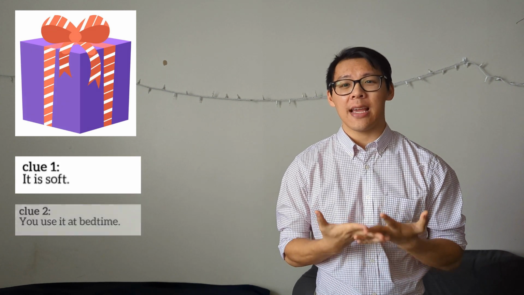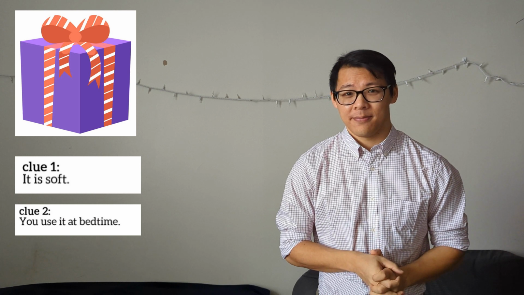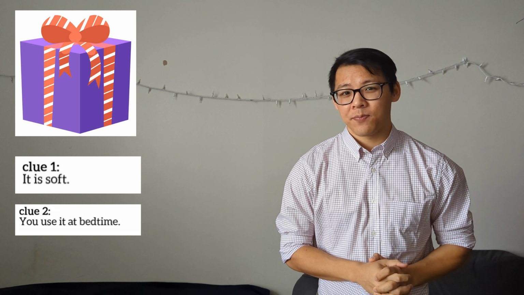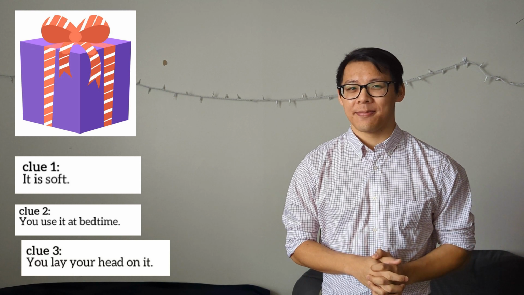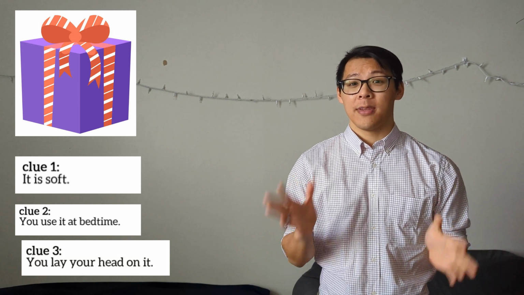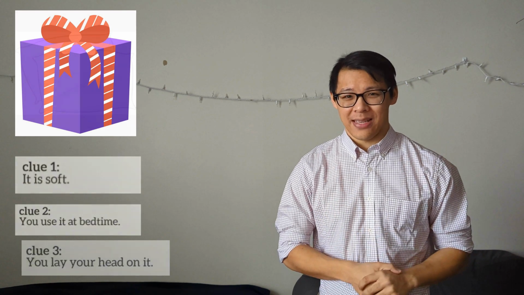Listen to these clues and see if you guys can guess what it is. Clue number 1, it is soft. Clue number 2, you use it at bedtime. And clue number 3, you lay your head on it. What do you think it is? Well, it is a pillow. Mary was engaged to be married to a man named Joseph.